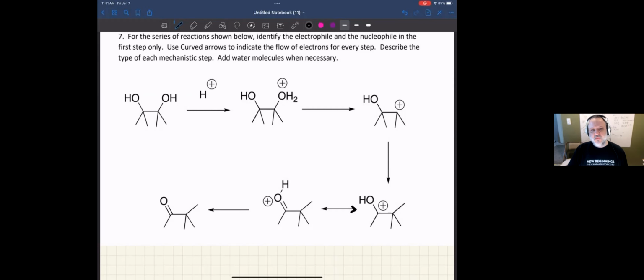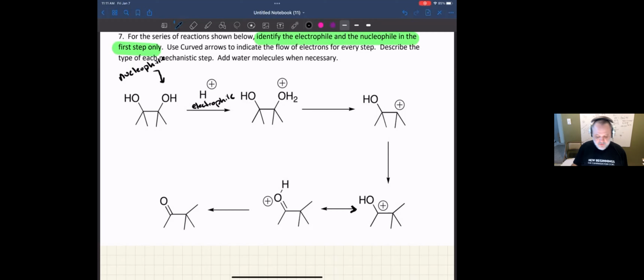So in this question, it's asking you to identify the electrophile and nucleophile in the first step. So what is the electrophile, the thing that loves electrons? Well, it's going to be positively charged. So this one must be the electrophile. And so then where does that electrophile become attached? It becomes attached at the oxygen on the right. So that must be the thing that loves the positive charge, the nucleophile. And so let's label that nucleophile.